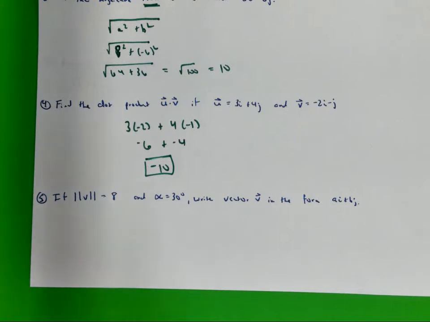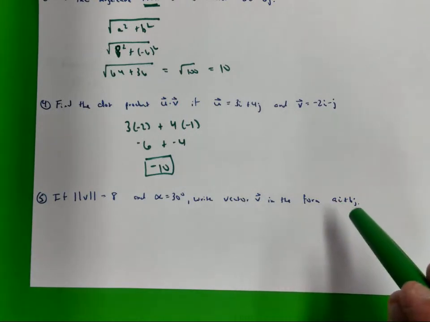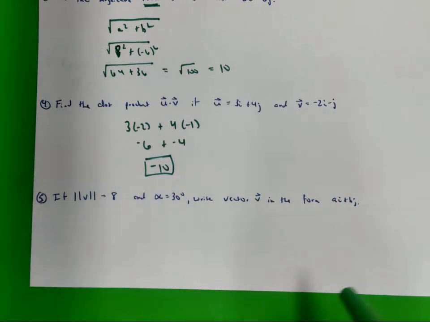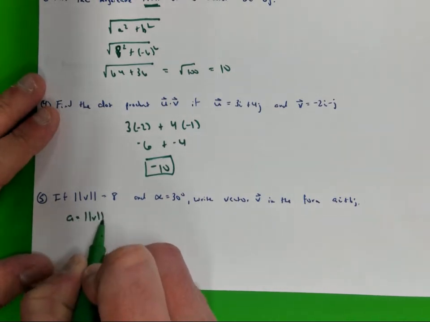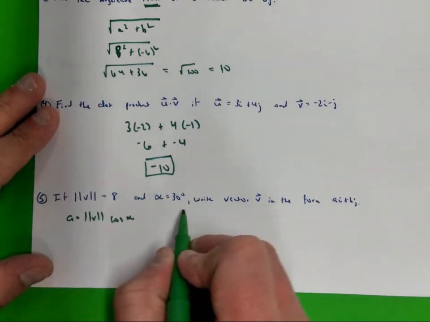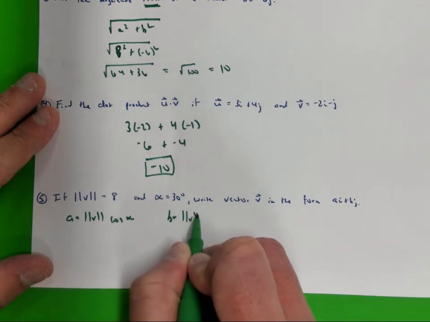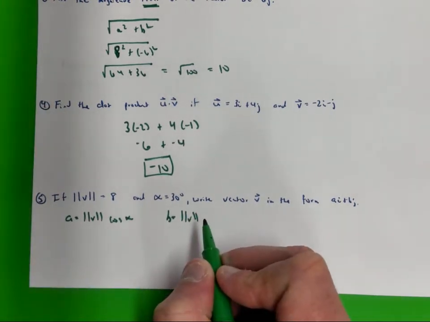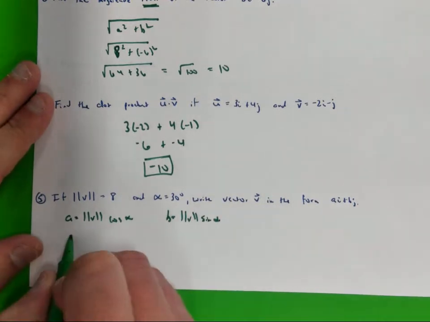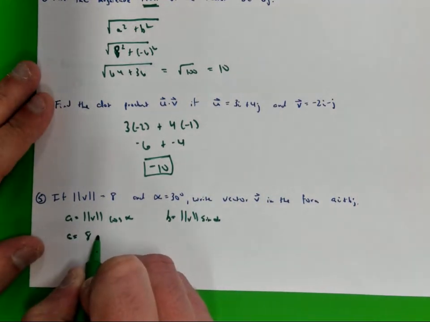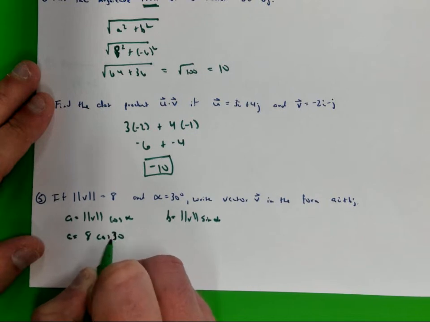It says, number 5, if the magnitude of the vector is 8 and the angle is 30, write the vector in form ai plus bj. So, you got to work backwards to find your a value and b value. Remember, your a value is the magnitude times cosine of the angle. b is the magnitude times the sine of the angle. a equals 8 times cosine of 30.